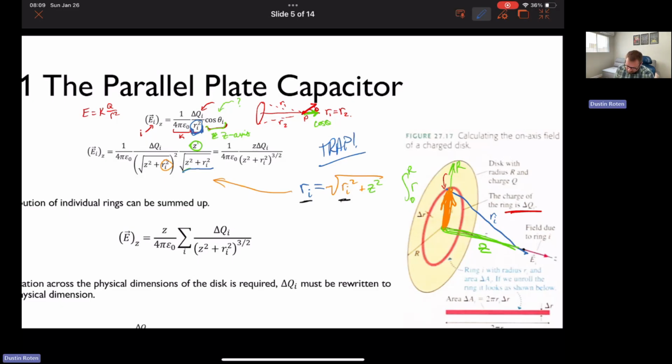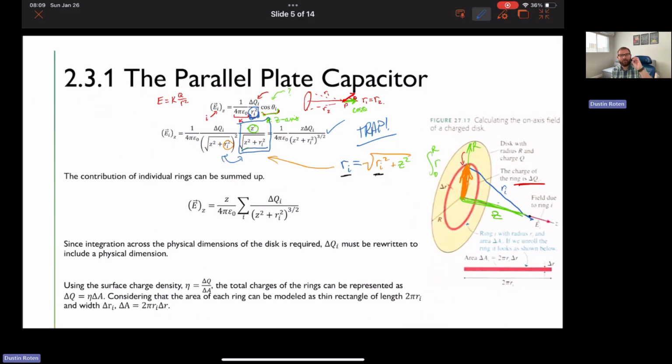So this term here, that's just our cosine theta. Now we can simplify the denominator because these are similar, and that gives us this final term. So all that being said, where we plugged in things, how we got there, the contribution of the individual rings can be summed up like this. Okay, so that's just one ring, then we add across all of them.